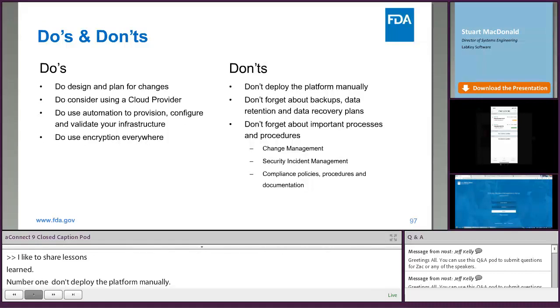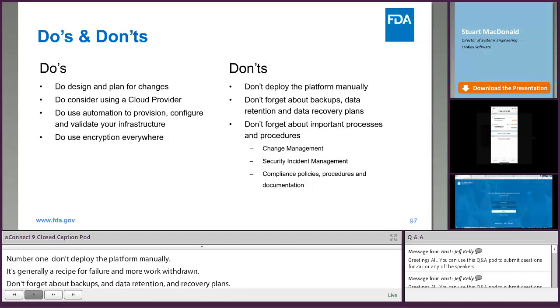Number two, don't forget about backups, data retention, and data recovery plans. While I didn't talk about them today, these are important components for any compliance solution.